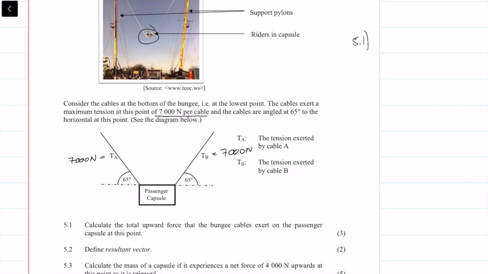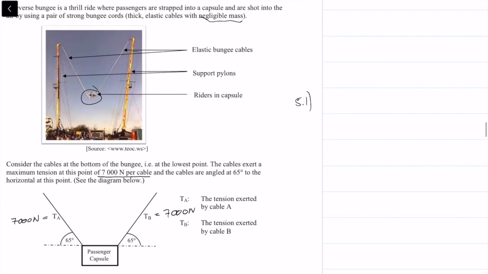Question 5.1 says calculate the total upward force that the bungee exerts on the passengers at this point. So we're looking for the total upward force. Let's start off with a nice free body diagram of the information that we know. We know there's definitely weight, then we've got TB and TA, and both of these have vertical components and horizontal components. We also know the magnitudes.